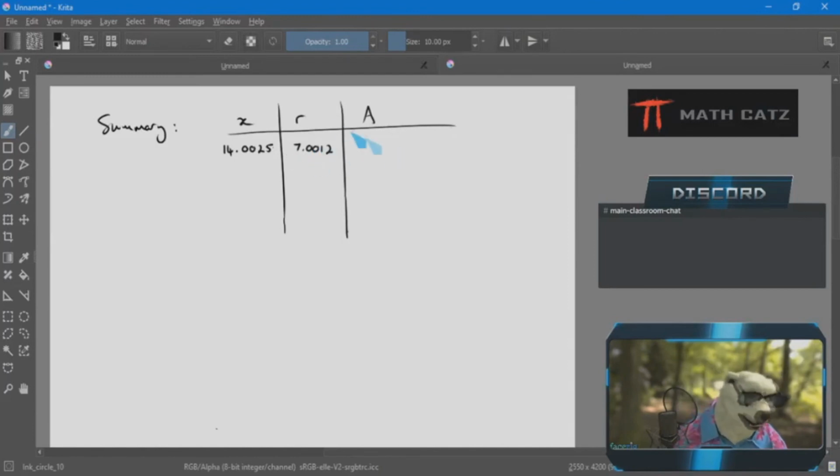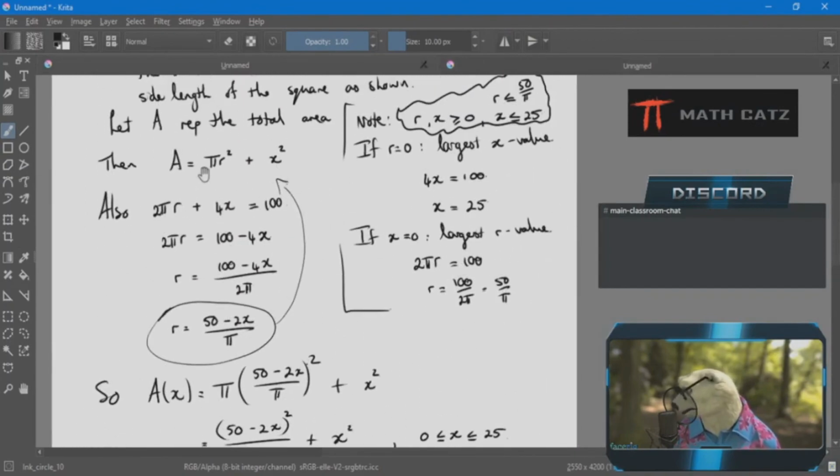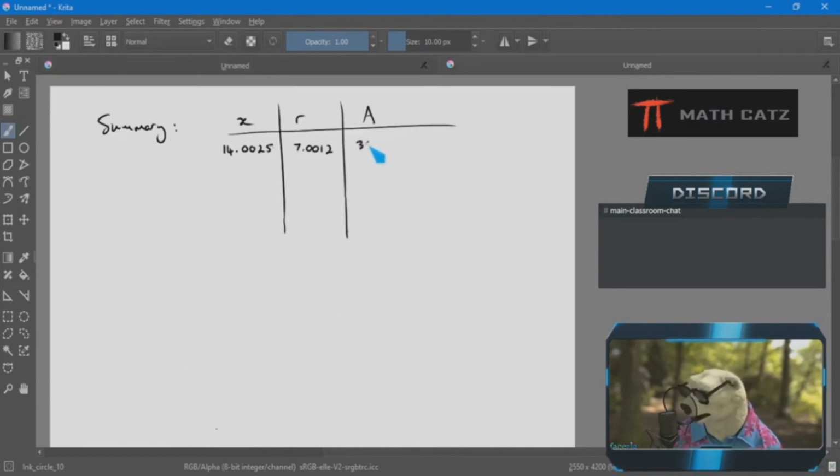Now let's find the area, which the version using r and x is up here. I'm just looking to see if I have done that somewhere. Pi r squared plus x squared, and I got 350.0620 when I rounded. Okay, so this is my critical point.